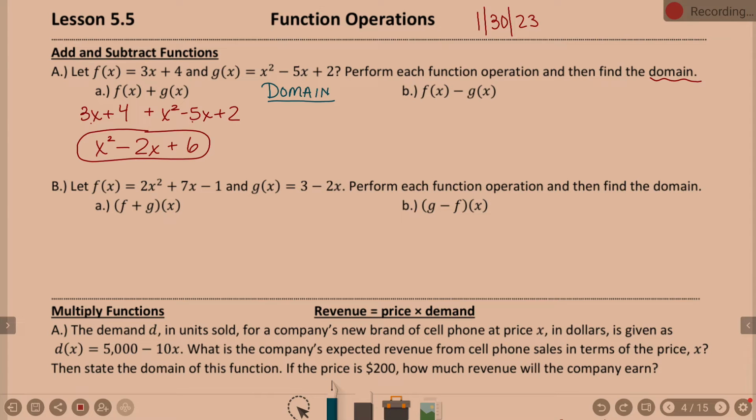In other words, can I put positives in here? Yeah, I can multiply positives by 3 and add 4. Can I put negatives in here? Yeah, okay. This is just basic multiply and add, subtract. You can put any number in you want, right? Same thing true for g. Yeah, I can take any number I want. I can square it. I can multiply by 5 and subtract it. I can add 2 to it. I can do this with any number I want. So with these types of problems where it's just terms being added and subtracted, my domain is going to be all real numbers.